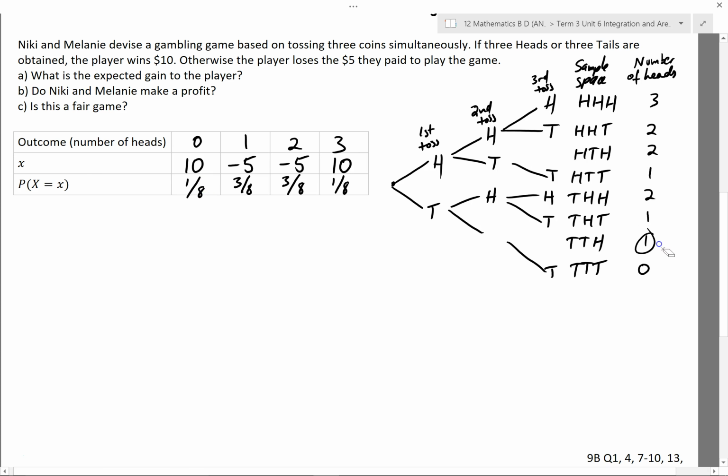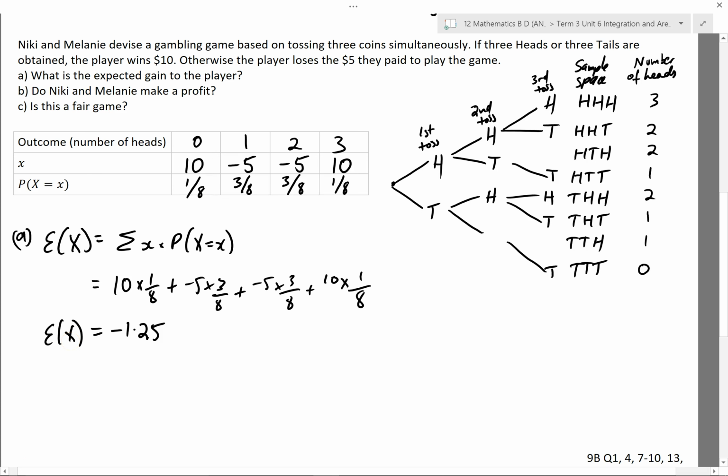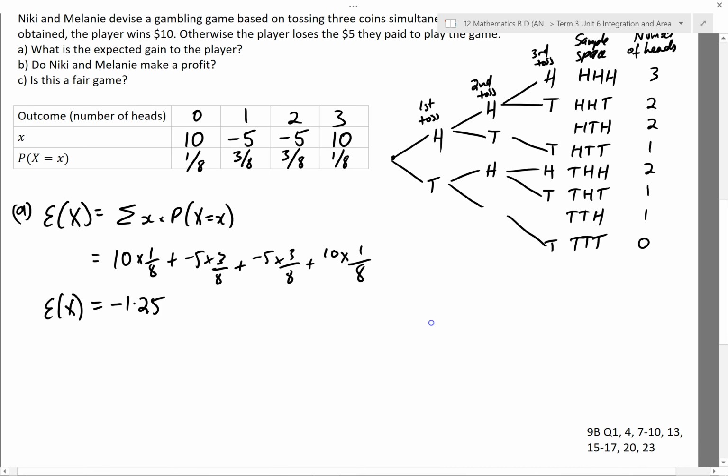So now that I've got my probability distribution table complete, I can look at the expected gain, or the expected value of this game. Remember, the expected value is going to be the sum of the outcomes multiplied by their associated probabilities. So I'm just working my way down this table. Multiply these two, and then add these two multiplied, and do the same thing all the way through. Put all this in my calculator. I get an expected value of negative $1.25 per game, which means the player is going to lose $1.25 each game.